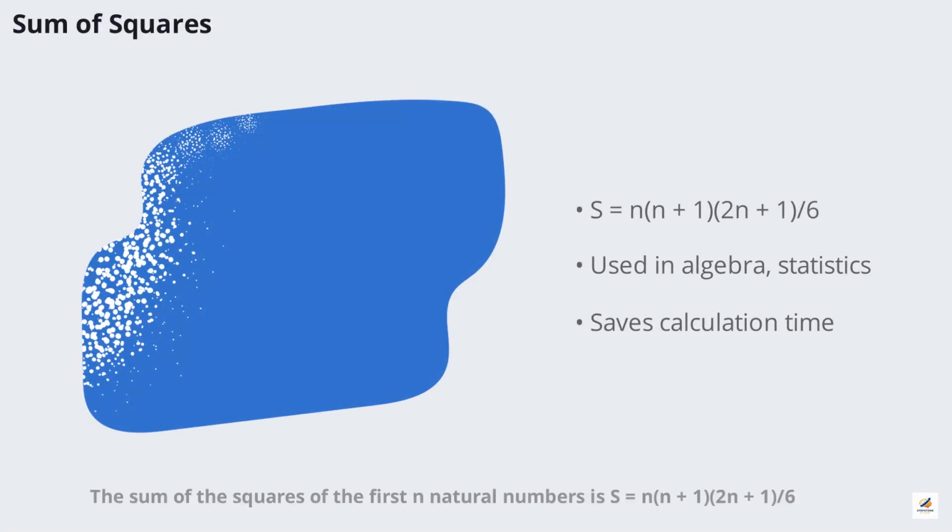The sum of the squares of the first n natural numbers is S equals n(n plus 1)(2n plus 1)/6. This formula is used in advanced algebra and statistics problems. It helps you find the total of squared values without having to calculate each one individually.